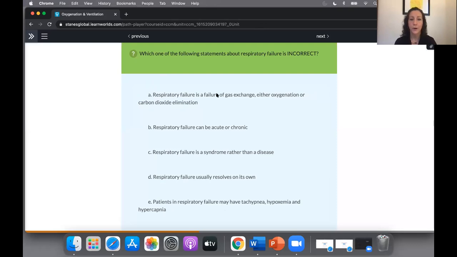So respiratory failure is defined as a failure of gas exchange. You're not getting enough oxygen in, you're not getting enough carbon dioxide out. It can be acute or it can be chronic. It's a syndrome, it's not a disease. That respiratory failure is a syndrome of something else. You have to figure out what the disease is or what the cause is, and that's how you treat respiratory failure. All the other things we do support patients, but you really need to be able to treat the underlying cause. Respiratory failure, patients may have tachypnea or fast breathing. They may have hypoxemia and they may have hypercapnia. Oftentimes they have all three.